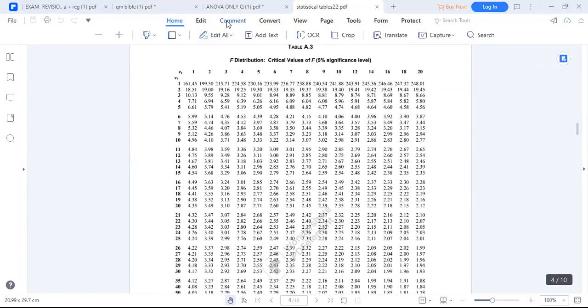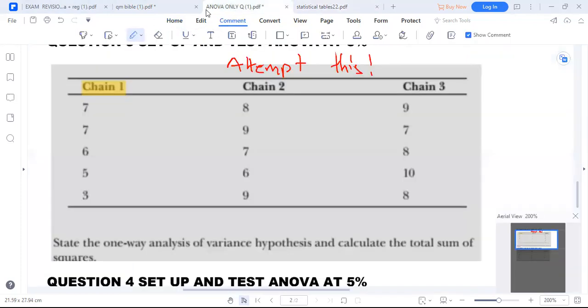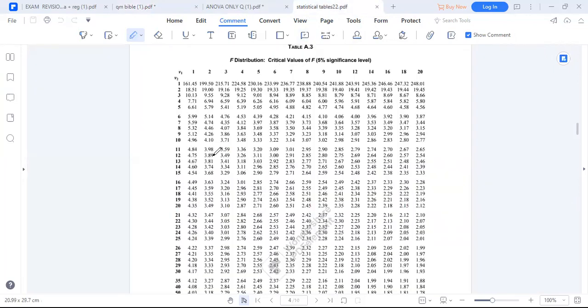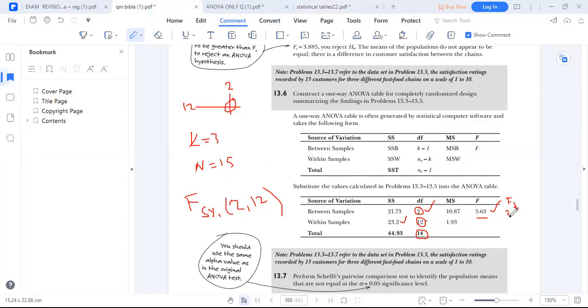So how do we read the F table? We get the readings here, 2.12. The 12 is coming from here, the 2 is the treatment coming from there, where they meet. The within is always coming from this side, so there's 2 there and there's 12. So our F table value is 3.89. Whenever the F calculated is more than that, we reject. Otherwise, we fail to reject, or we accept, like others would say.